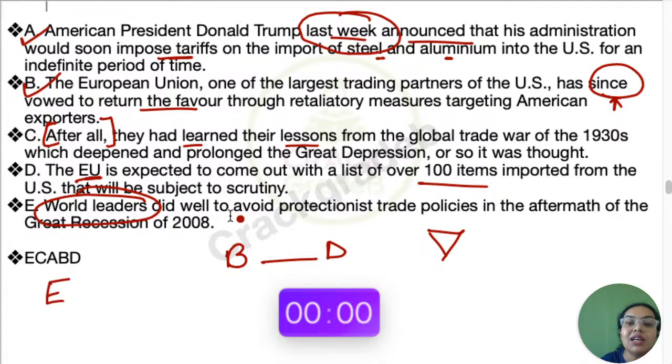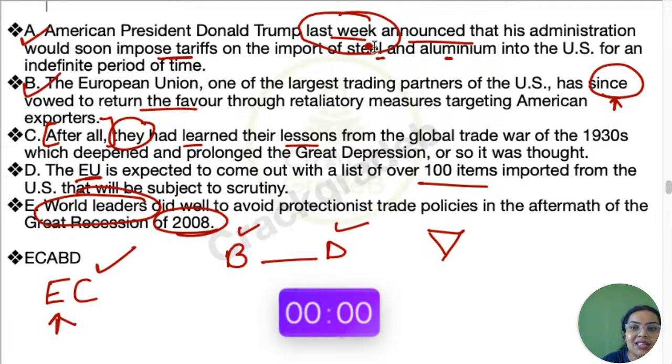So we are saying world leaders did well to avoid trade policies in the aftermath of the Great Recession of 2008. So after E, you get C. After all, they. Who are they? These leaders. So E and C are a pair. Since E is first, E and C together, C becomes the second one automatically. Now B has to come first and then D will come. A says last week, and then only we can say this since. So A has to come before B. Now you don't have to do anything, just put them together. So EC automatically first, second, A will come before B, and there is nothing left now but for me to use D. That becomes your answer, like this.